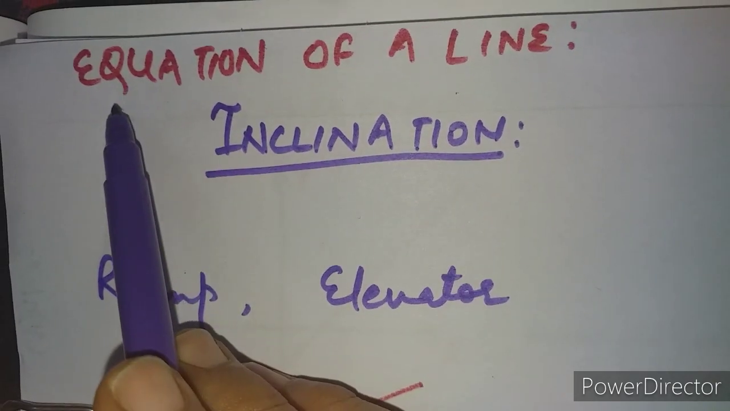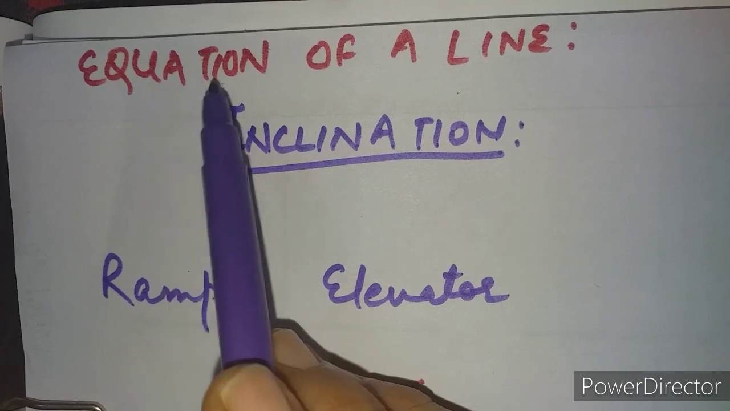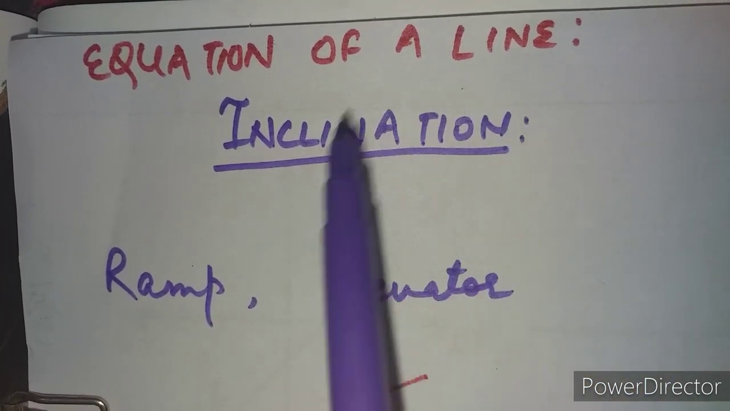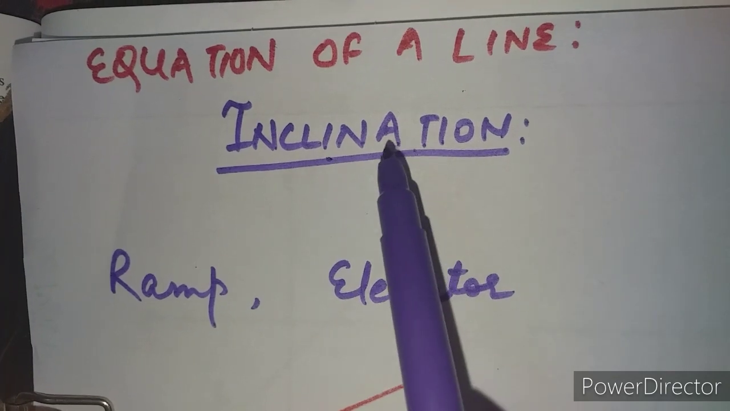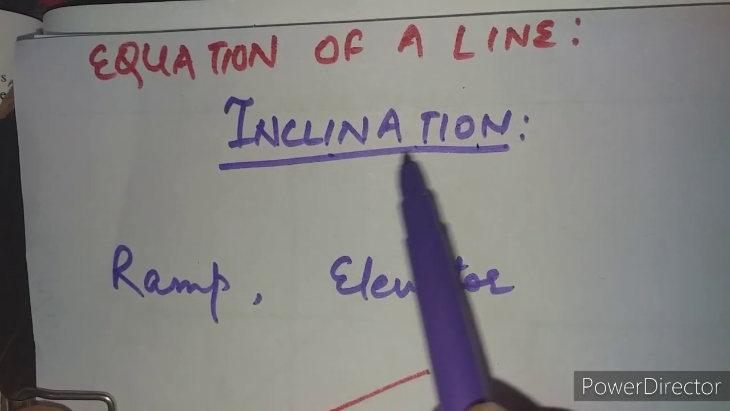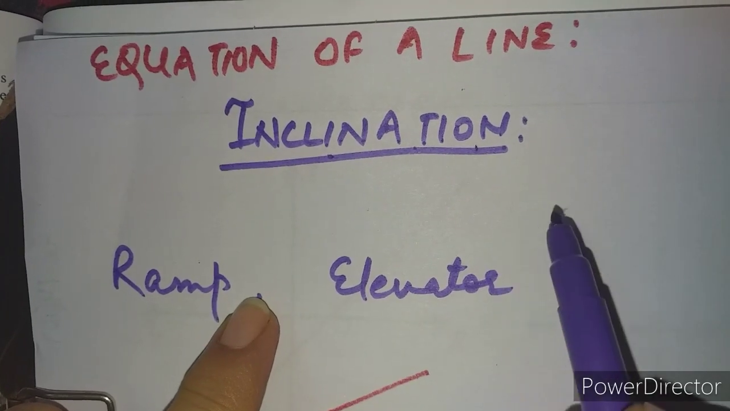This is the third video on chapter number 14 ICSE Maths, and the name of the chapter is Equation of a Line. Now here I am going to tell you about the most important topic on which the whole of the chapter is based, that is inclination. Before I tell you inclination, let me tell you one very important thing.